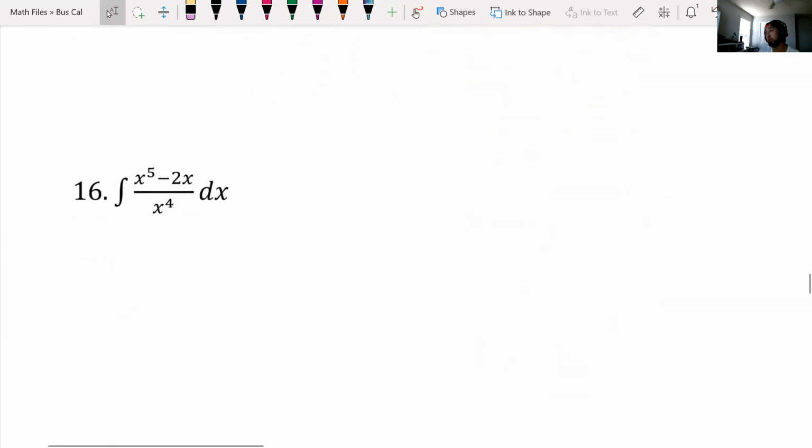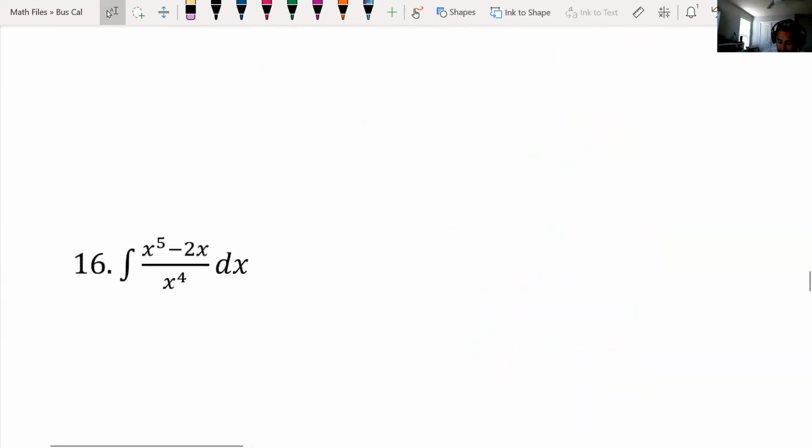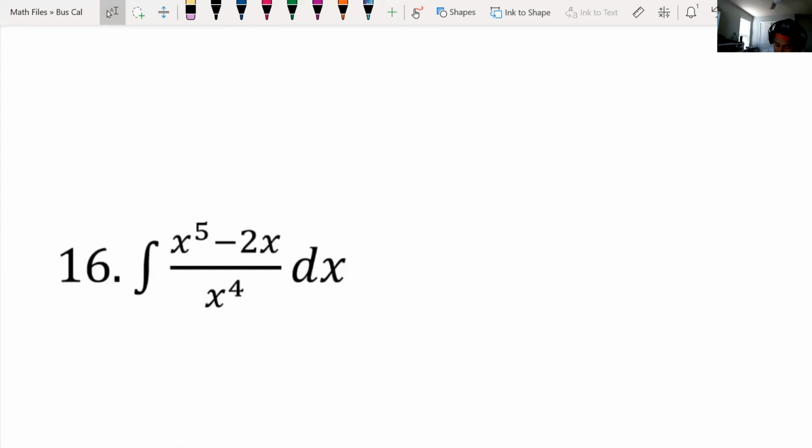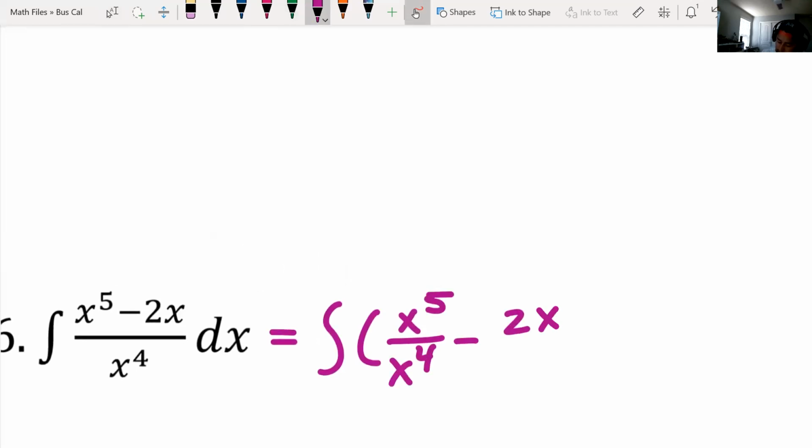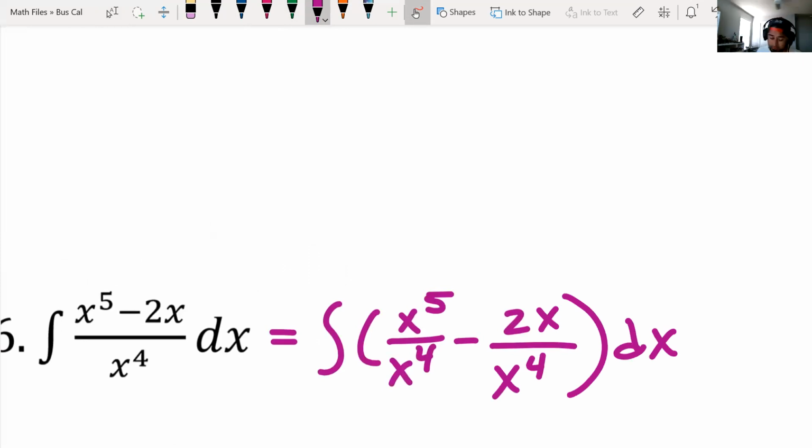Okay, 16. Another one just like that one. So you have the integral of x to the 5th minus 2x over x to the 4th. Again, two terms in the numerator over the same denominator, so split it into two fractions. We get the integral of x to the 5th over x to the 4th minus 2x over x to the 4th dx.